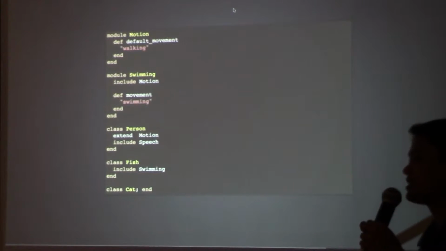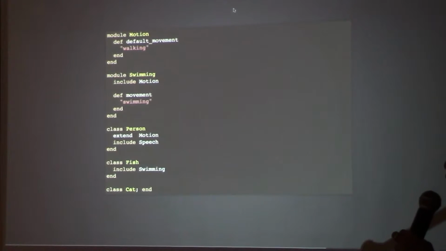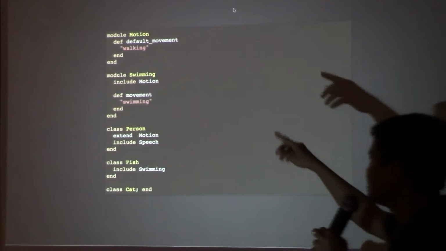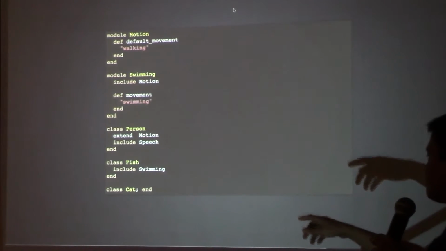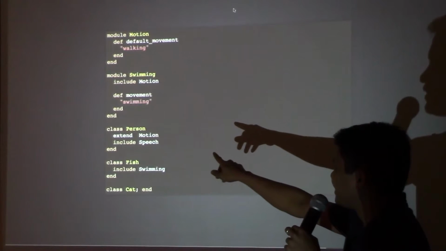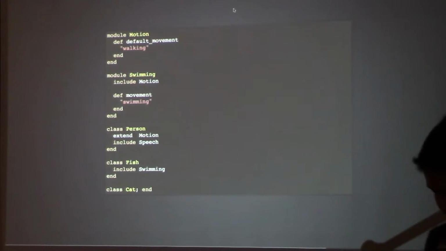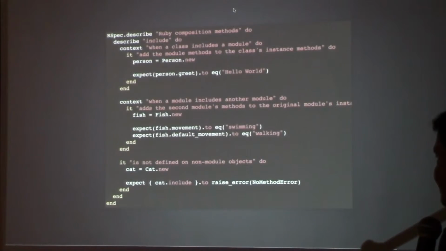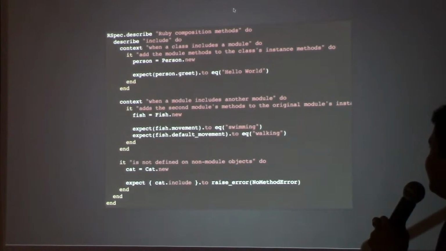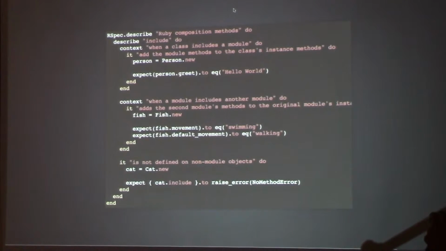So we have the same Motion module here, but we introduce a new module called Swimming, which instead of extending Motion, includes Motion. Oh, there's the Cat class. We have a Person class, same Person class, and the Fish class. So let's see. When a class includes a module, it adds the module methods to the class's instance methods.